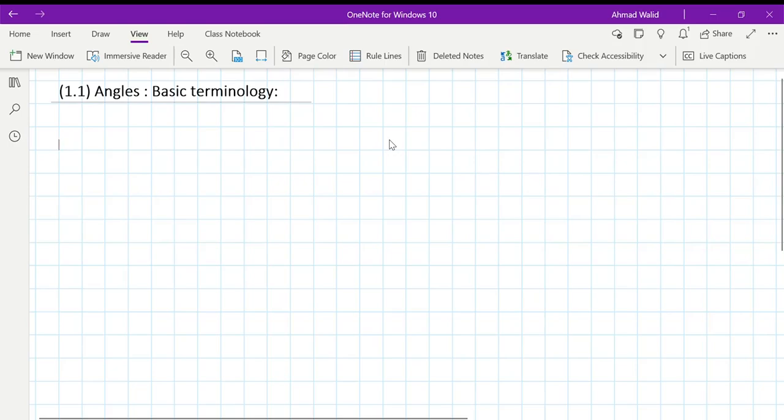Hello all, let's start section 1.1. In section 1.1, the first thing that we actually cover is basic trigonometry, correct? Or I can call it here an introduction to angles.